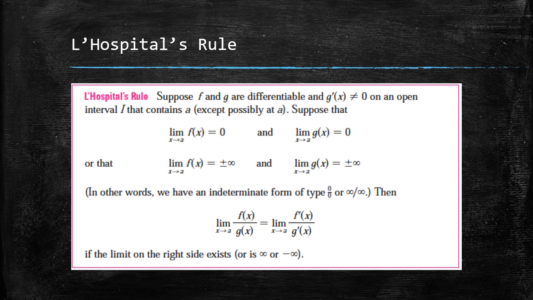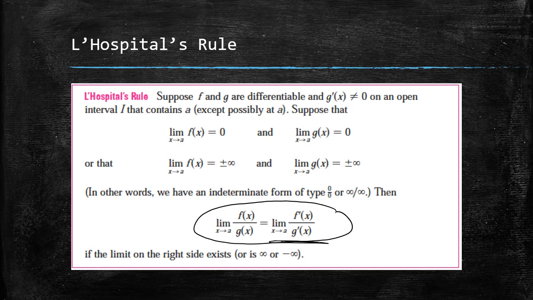All right, so if either the limit as x goes to a of f of x is equal to 0 and the limit as x goes to a of g of x is equal to 0, or we're in the case where those limits are equal to either plus or minus infinity, then the limit as x goes to a of f of x over g of x will equal the limit as x goes to a of f prime of x over g prime of x, as long as this limit on the right-hand side of the equation exists.